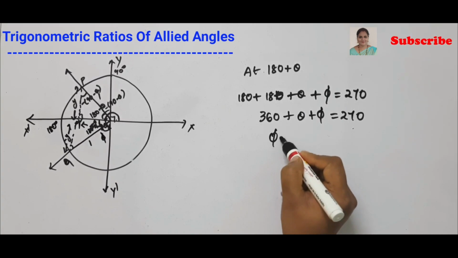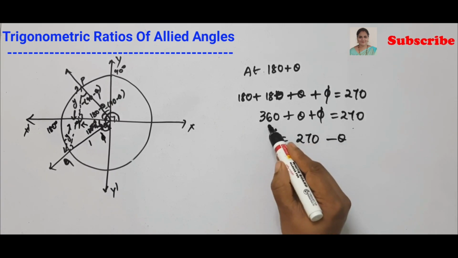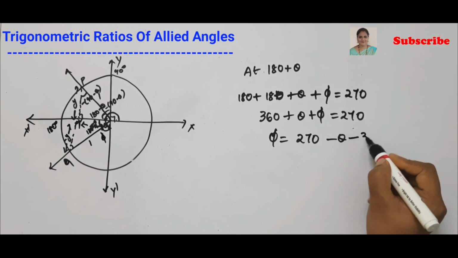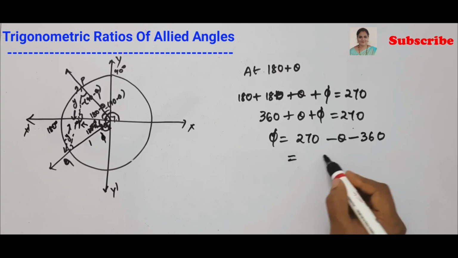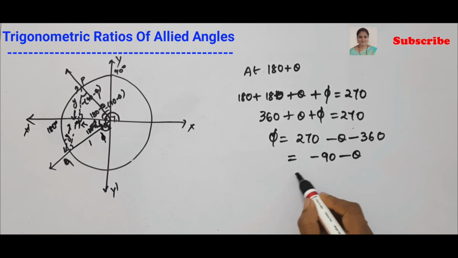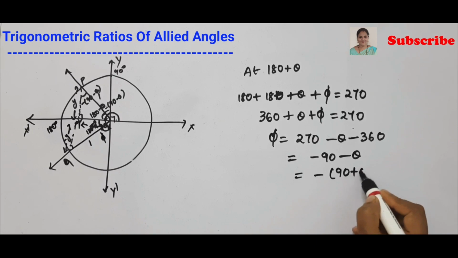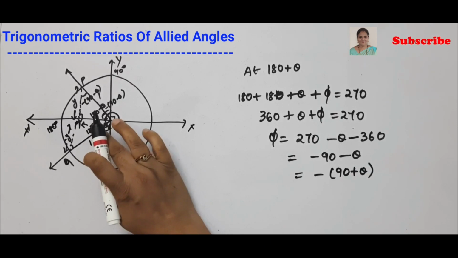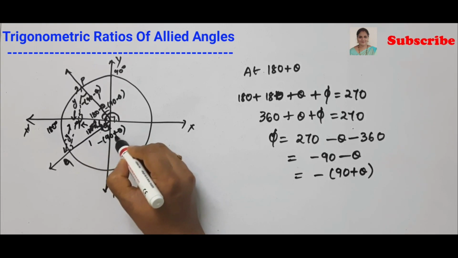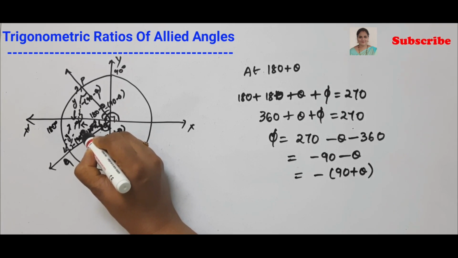So phi is equal to 270, this plus theta becomes minus theta, and 360 going to the right-hand side becomes minus 360. So this is equal to minus 90 minus theta. We can take minus common, so this becomes minus of 90 plus theta. So the angle here will be minus of 90 plus theta.